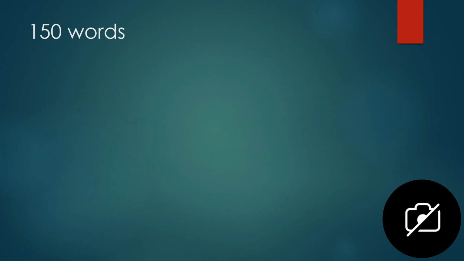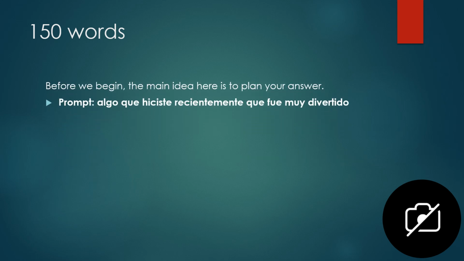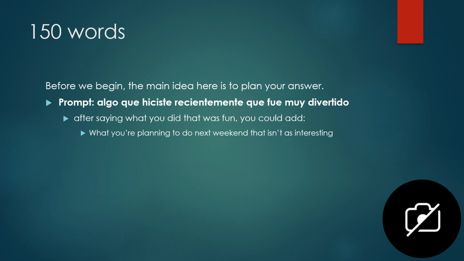It avoids the waffle. So just as an example, we can see the prompt, algo que hiciste recientemente que fue muy divertido, something you did recently that was very fun. Here, writing 75 words on that, maybe a bit of a stretch if you don't plan. If you can plan it, brilliant. Just write it all on that. However, you might want to say what you did that was fun, but then also talk about what you're planning to do next weekend that may not be as fun. So it's still a relevant point, but then you're also being able to bring in another tense.